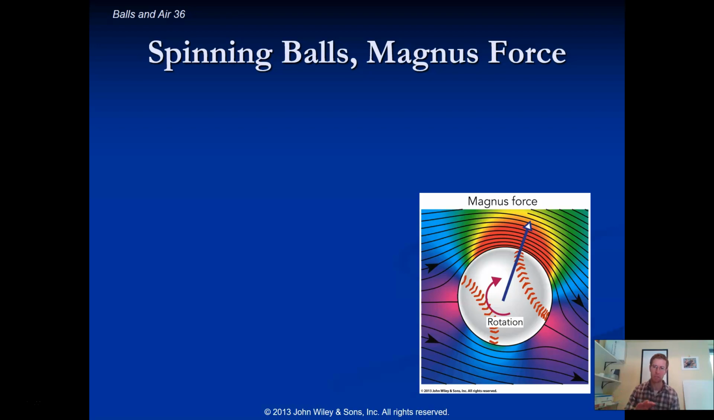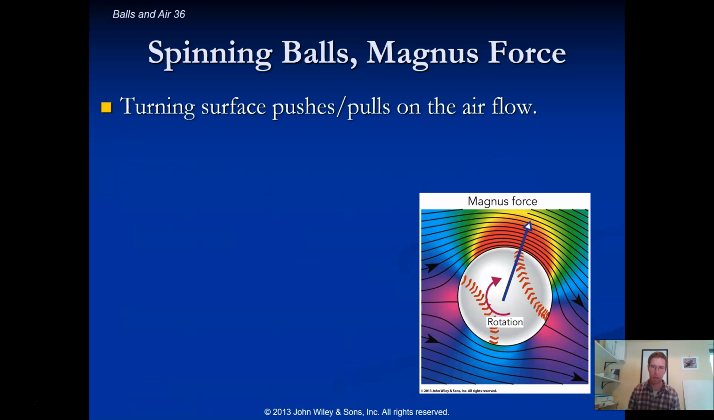Now it's not a great assumption, but that will help us understand just the Magnus force, and then we'll add the wake here in a second. So if your ball's spinning, again, let's imagine this is a top-down view, all right? The ball's moving to our left, and it's rotating in a clockwise manner.